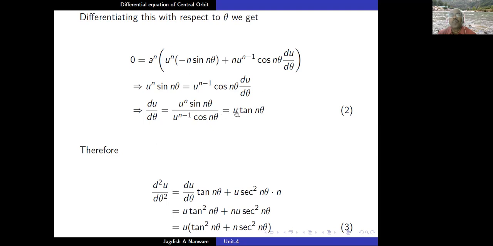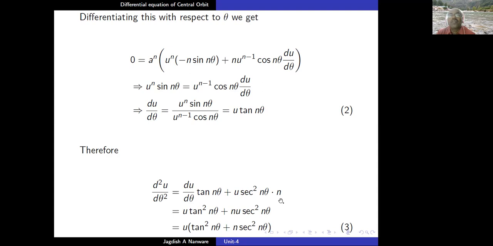The derivative of u is du by dt, tan nθ as it is, plus now take the derivative of u as it is, take the derivative of tan nθ. So we know that its derivative is sec² nθ, and again take the derivative of the angle, so that is n. And now simplify this further.